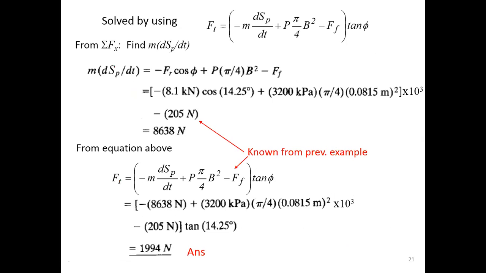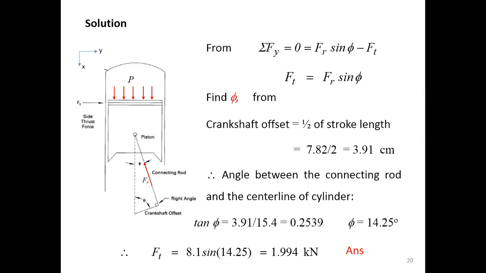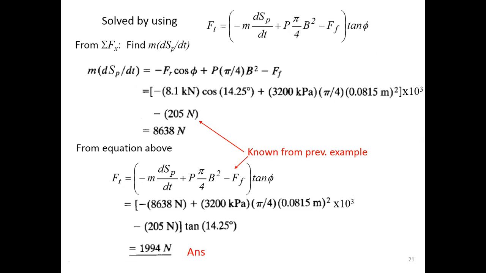So we can also find the side thrust force by using another equation that we solve from combining the force in the x direction and the y direction all together. The previous one, we only used the summation of force in the y direction, but this one comes up because we combine the summation of force in the x and y directions together.